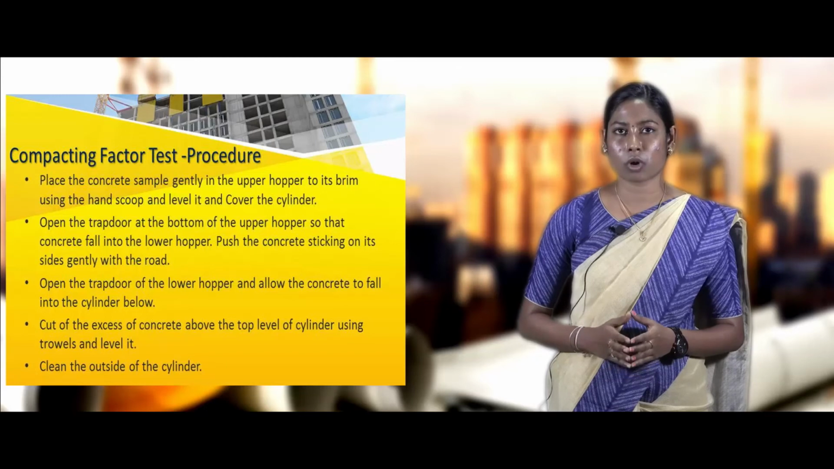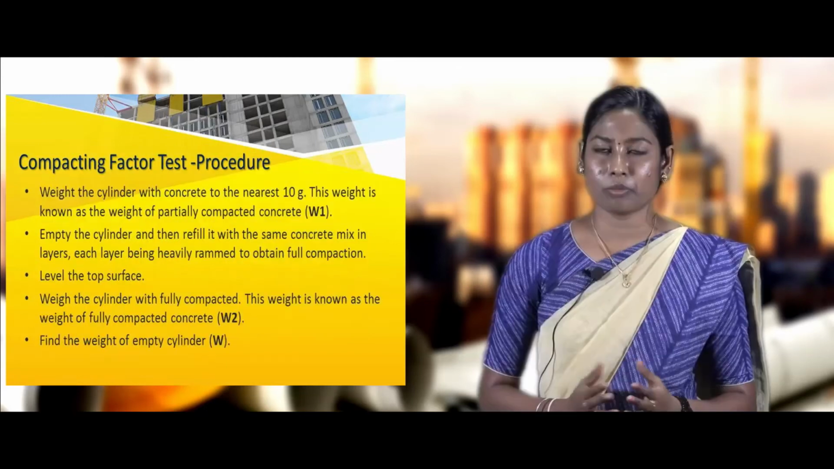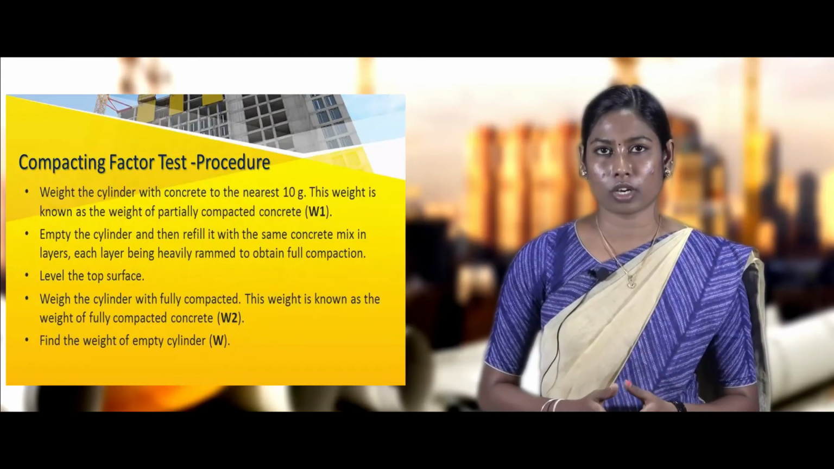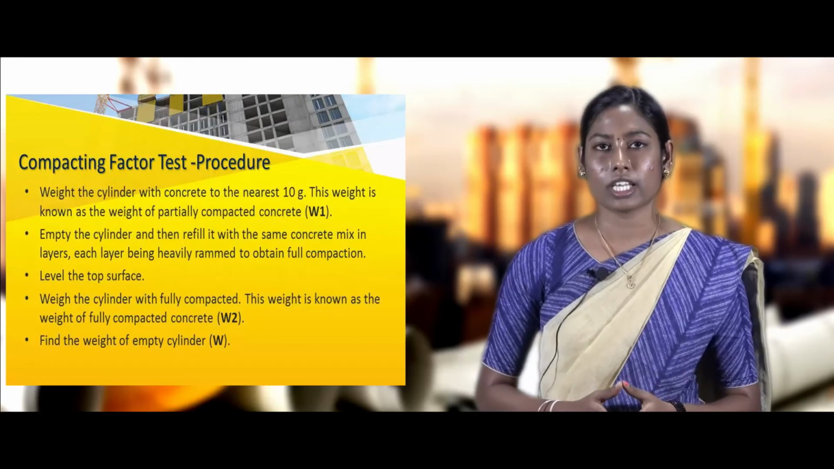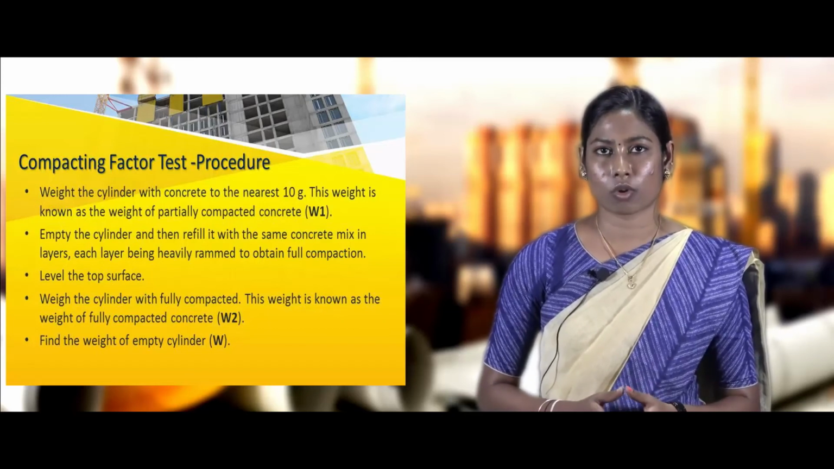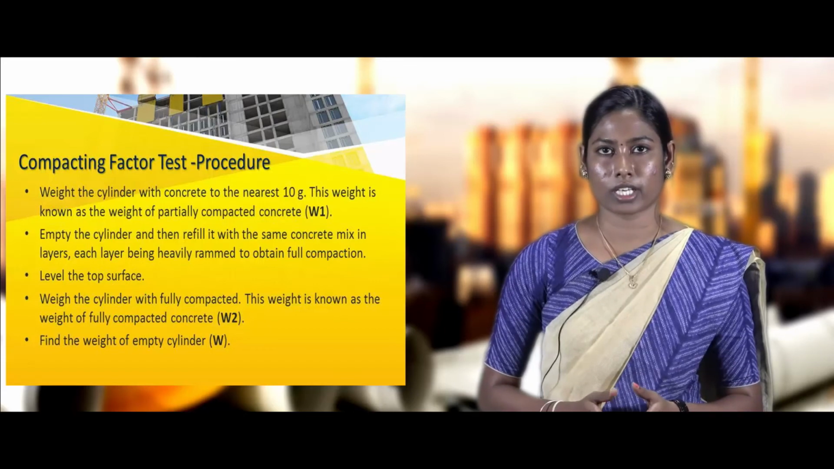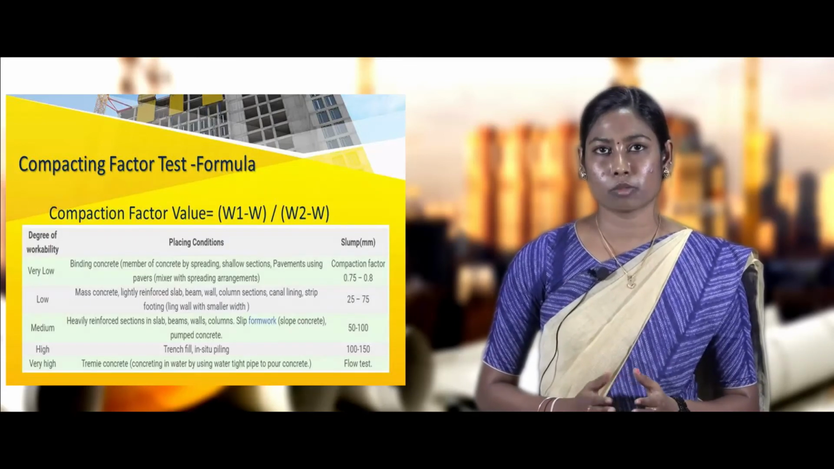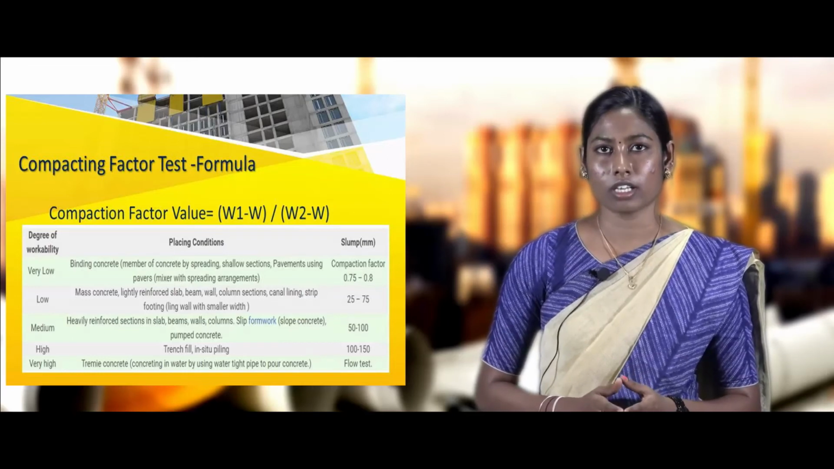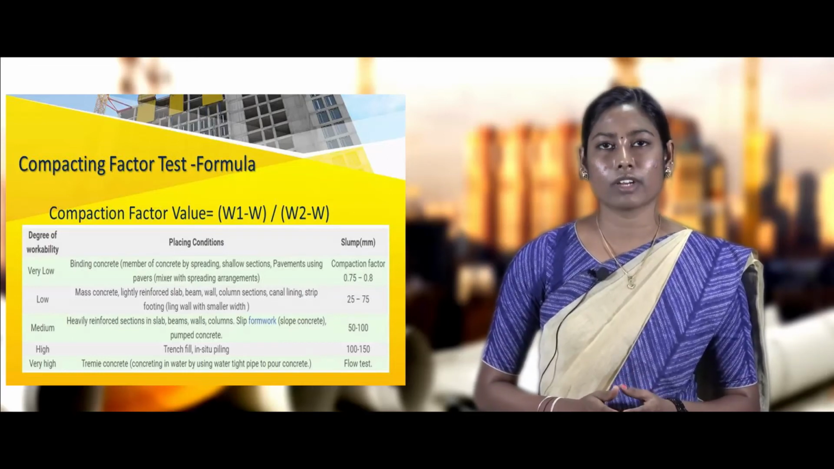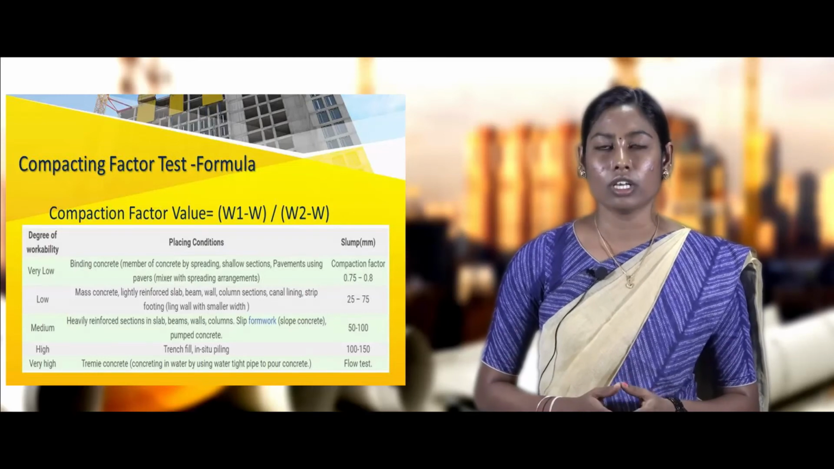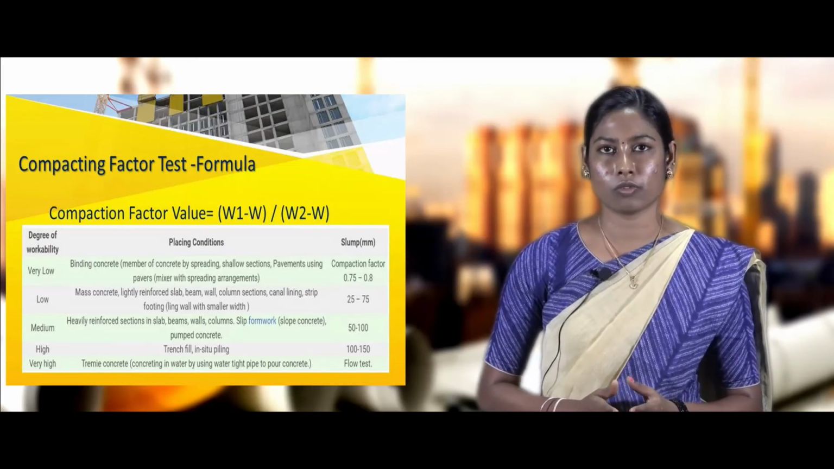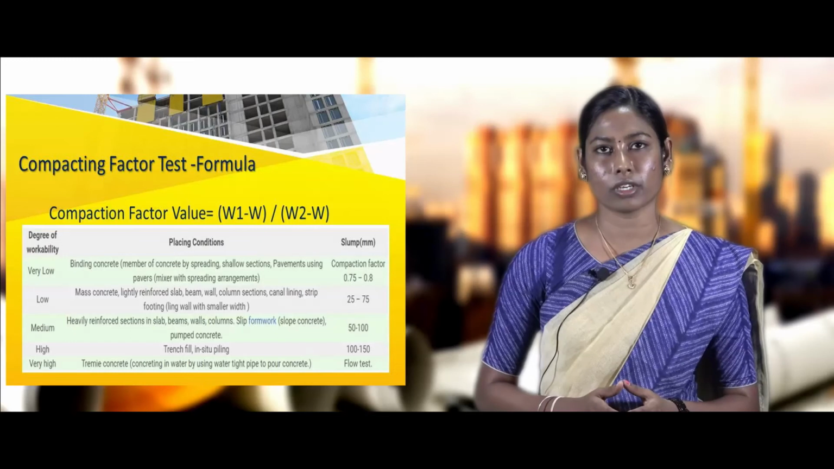This weight is known as the weight of partially compacted concrete. Empty the cylinder and refill with the same concrete mix with full compaction. Then weigh the cylinder. This weight is known as the weight of fully compacted concrete. Then find the weight of the empty cylinder. The formula used to determine the compaction factor is (W1 minus W) divided by (W2 minus W). The compaction factor ranges between 0.7 and 0.95.